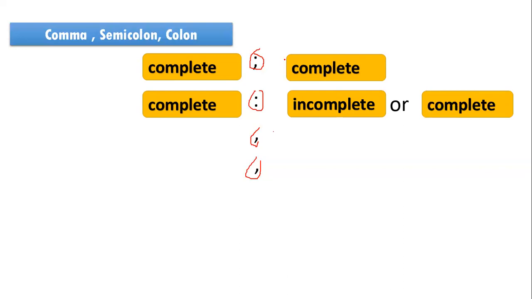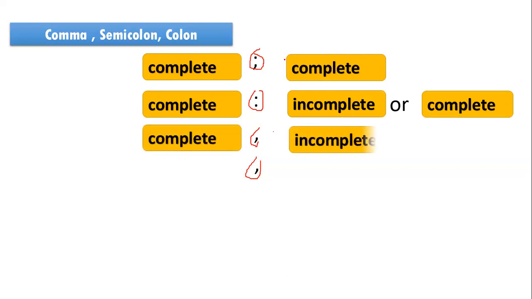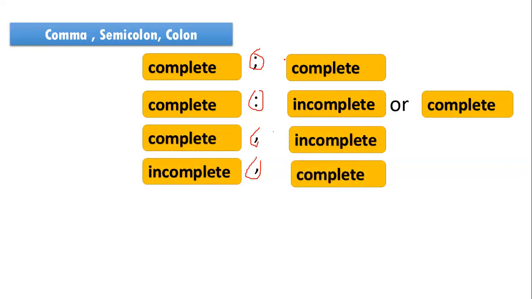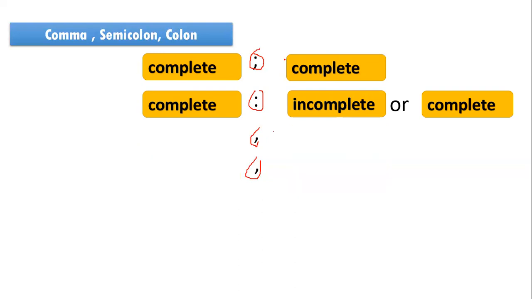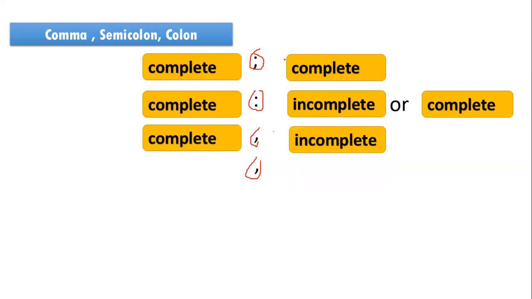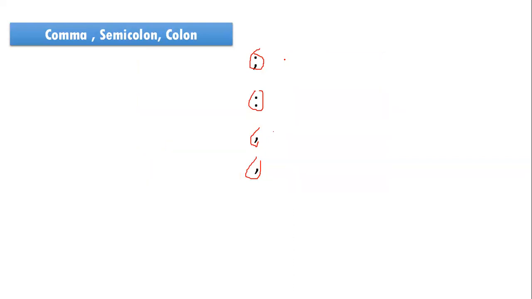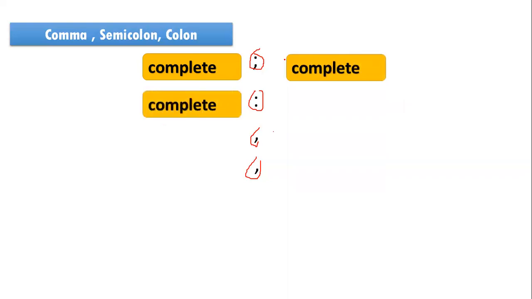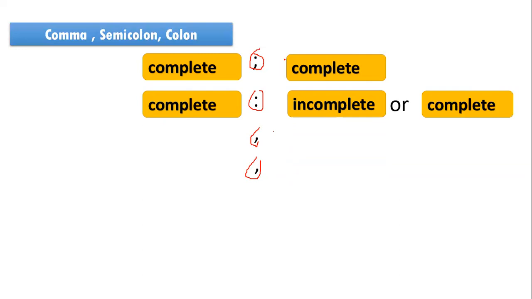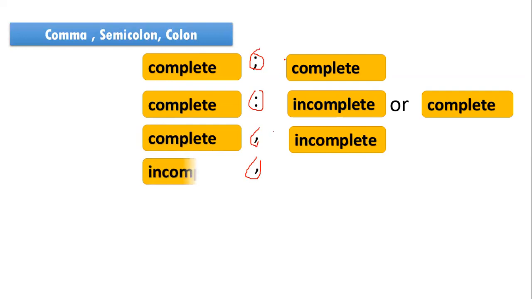How about the comma? I must have one complete and one incomplete, whether this comes first or that comes first. Again, with the comma, I cannot have two independent clauses. I cannot have two dependent clauses. I must have one and one. Okay, one more time. For the semicolon, we must have complete and complete. For the colon, we must have complete and incomplete or complete. For the comma, I must have one and one.